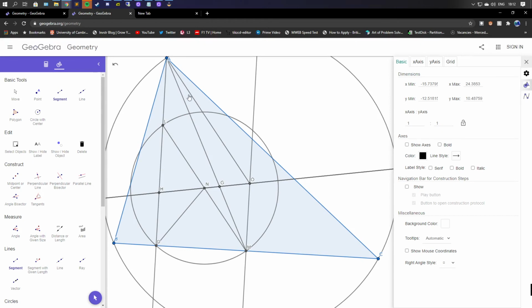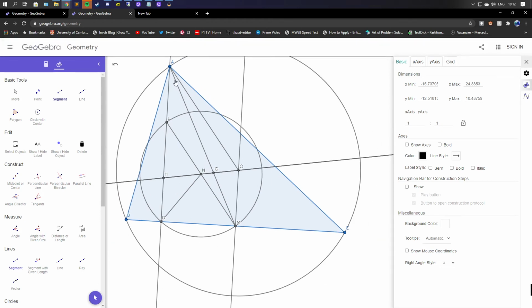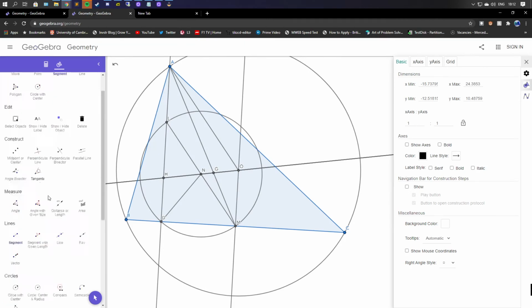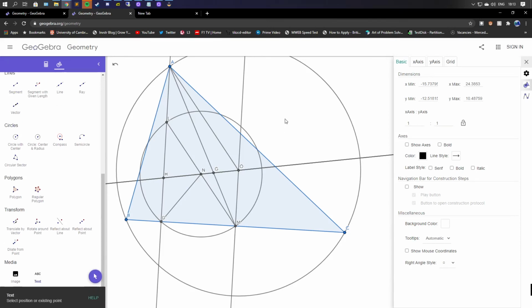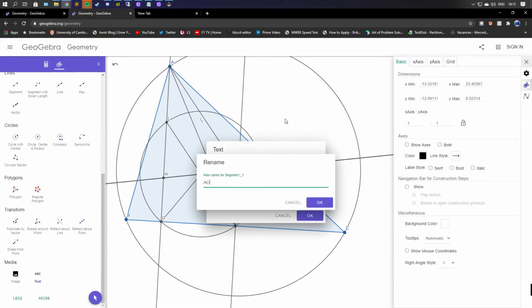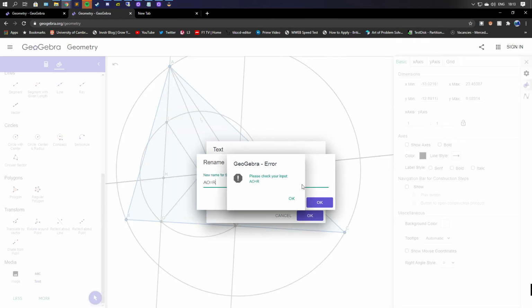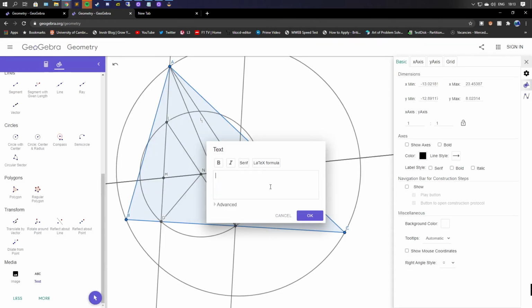So AO is, of course, the radius of the circumcircle, which means it's equal to R. In fact, actually, let's write that down. AO is equal to R. It should be capital R. Ooh, let's do weird things. AO equals R.